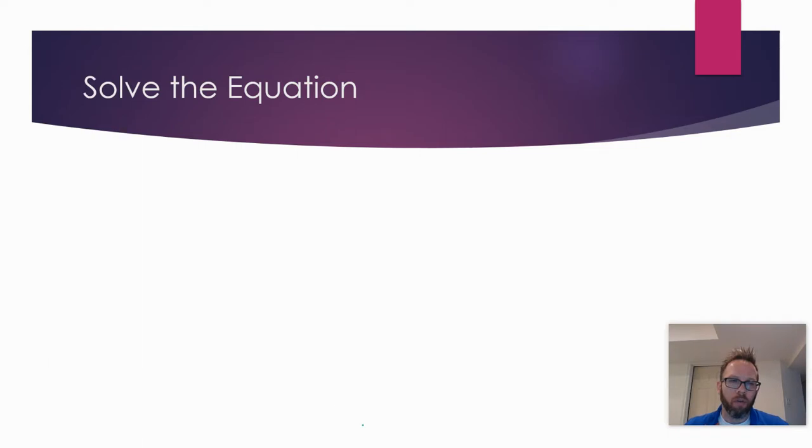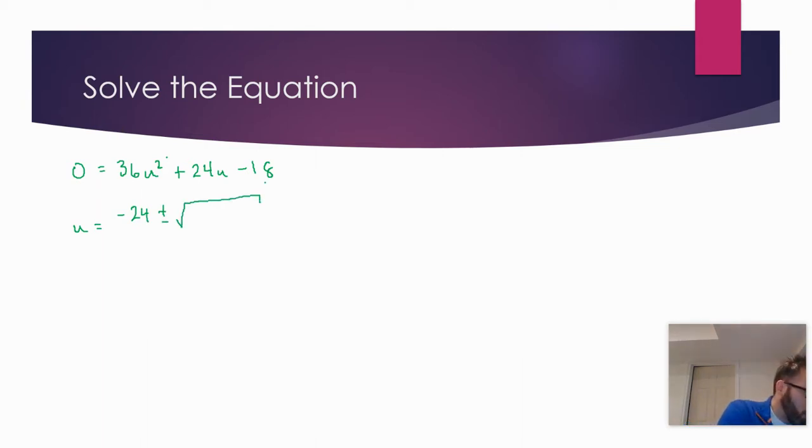So the equation we have is 0 equals 36u squared plus 24u minus 18. Set up the quadratic formula here. So u would equal negative 24 plus or minus the root of 24 squared minus 4 times 36 times negative 18. That would be the root of 3,168, all over 2 times a, which is 72.